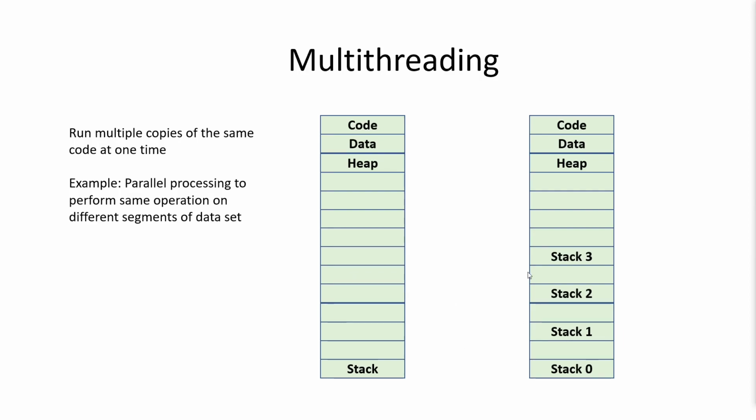And here I've got 4 threads. Now I just want to highlight that we're sharing the code. That means we don't need to load a new process. We don't need to copy the code to memory. We're just going to use this same code segment.